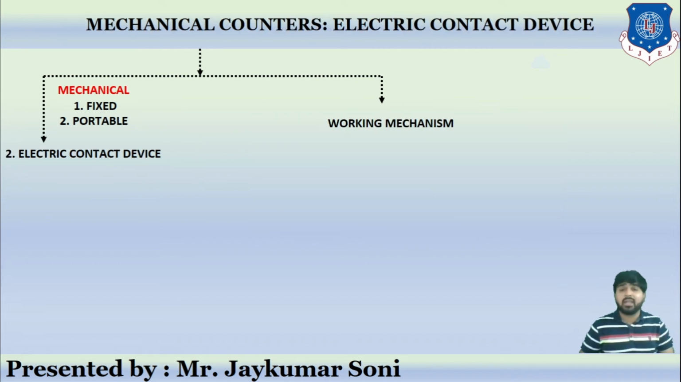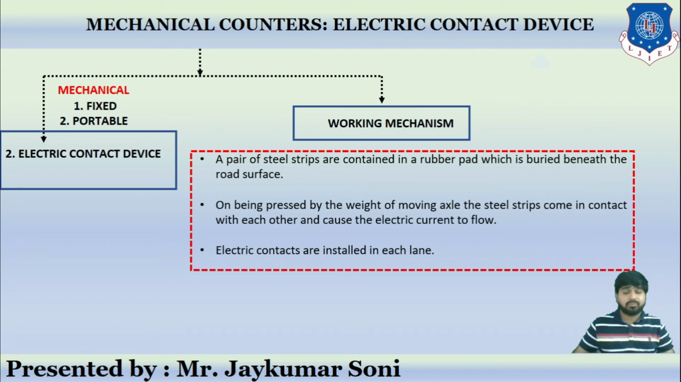The second is the electric contact device. As the name suggests, a pair of steel strips is contained in a rubber pad. A rubber pad will be there, under which the steel strips are placed, like this, and they are buried beneath the road surface. Whenever a vehicle passes over this, the strips are pressed by the weight of the moving axle and cause a current to flow, and this is how it indicates that a vehicle is passing.